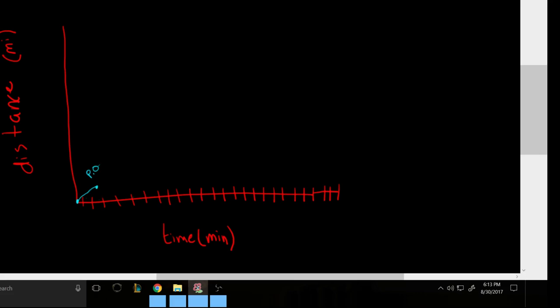And he sat at the post office for 4 minutes. So we'll just go up, and this should be at 9 minutes, right? If this is 10. And he didn't move at all from there. He didn't change his distance. He was at the post office the whole time. So we'll just have a straight line.